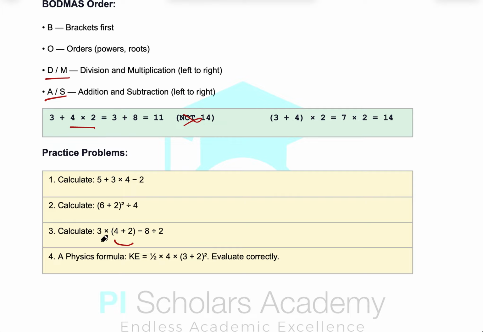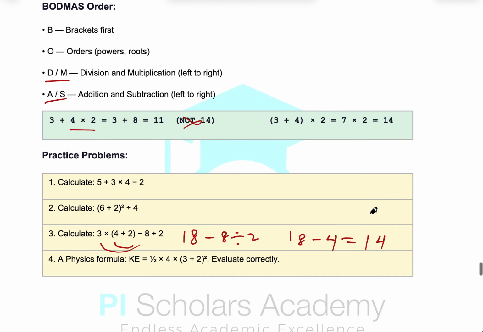After getting that 18 from everything here, minus 8 divided by 2. You have to do the division first. 8 divided by 2 is what? Is 4. Then you now do 18 minus 4, and that is going to give you 14. So be very careful when you do your BODMAS. Know what takes precedence. And when you have division and multiplication, you do from left to right. That is, whoever is appearing on the left will be the first one that you do.